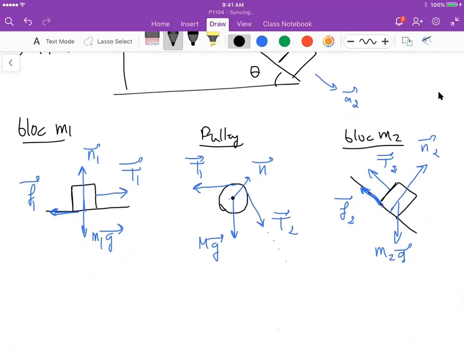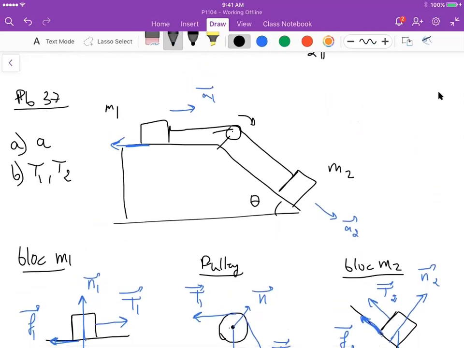The first one is that the two blocks are moving with the same acceleration because the string is massless and inelastic. Therefore, as long as M2 is moving, M1 is moving as well, and the pulley is rotating. The three objects move at the same time in the same way because the cord is inelastic. So this is why A of block 1 is equal to A of block 2 in magnitude.